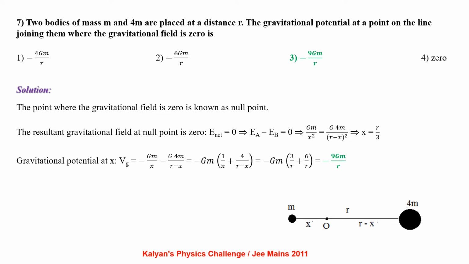Now coming to the gravitational potential, it is minus GM by r. Since there are two particles here and the gravitational potential is a scalar quantity, we can write the total gravitational potential as Vg equal to minus GM by x plus G into 4m by (r minus x). Upon substituting the given values, we get the total gravitational potential to be minus 9 GM by small r.